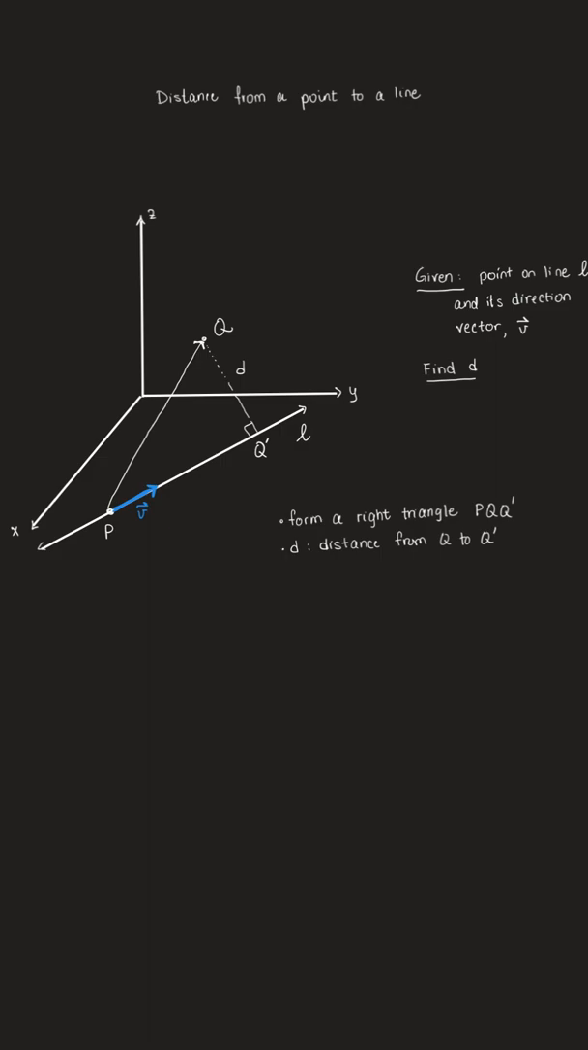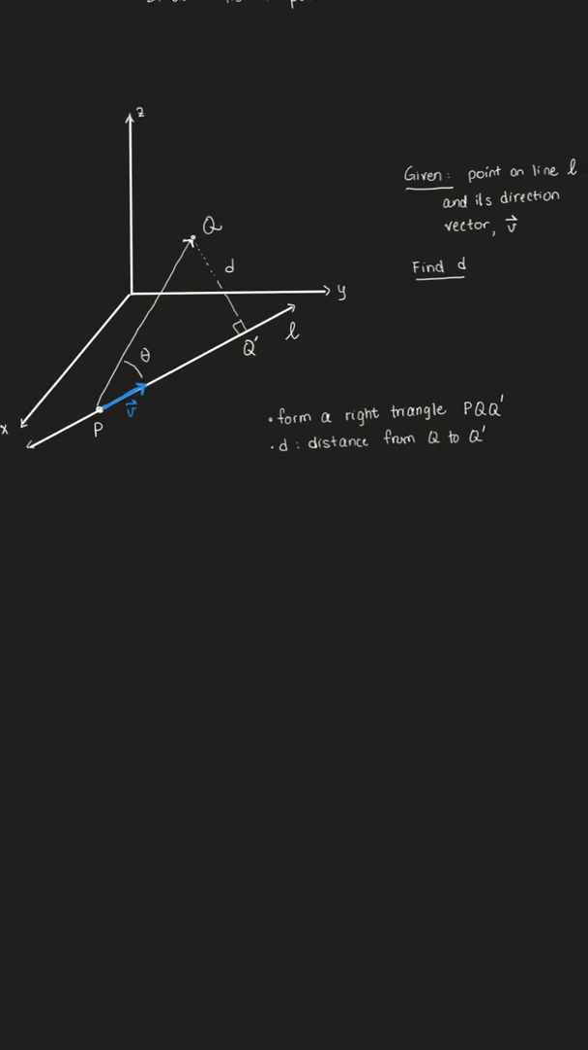Now, let's imagine also that we know angle theta between the vector that I've drawn from P to Q and our line L. In practice, we will not need to know that, but we do in order to derive the distance from a point to a line. So using that right triangle, we can see that sine of theta is going to be distance D divided by the magnitude of vector PQ, which is the hypotenuse of our right triangle. And so if I multiply both sides by the magnitude of PQ, we have that the distance will be the magnitude of PQ times sine theta.